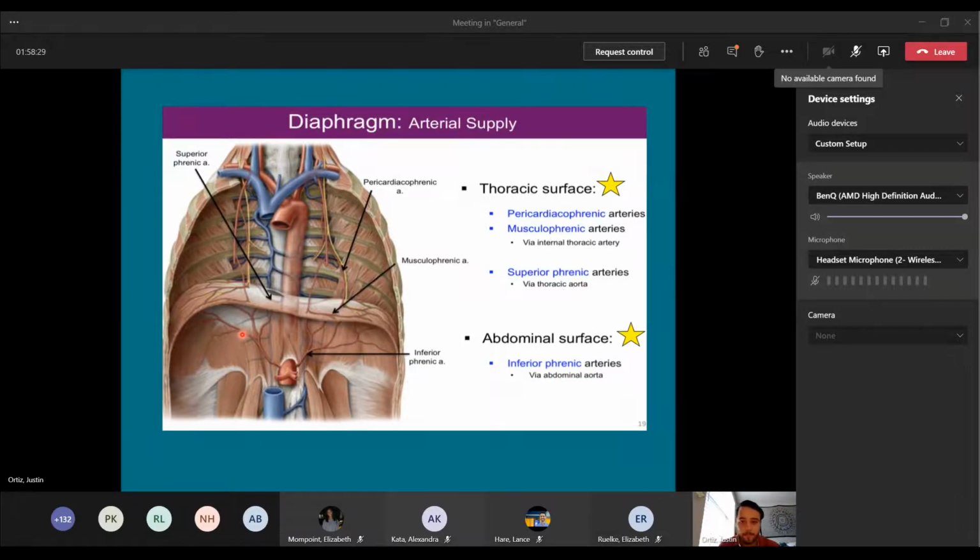So the first two are givens, right? Because superior phrenic arteries take the superior portion of the diaphragm, inferior phrenic arteries take the inferior portion of the diaphragm, also known as abdominal surface. And then you just have to learn these two basically. But I showed this image, so hopefully that helps with the branching.